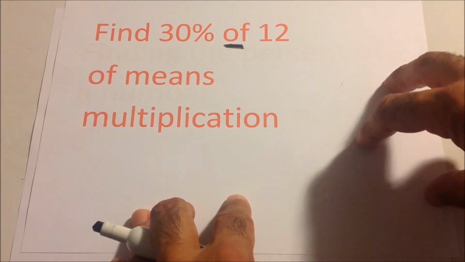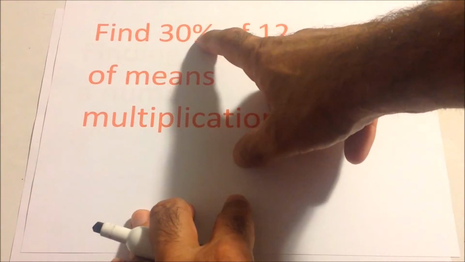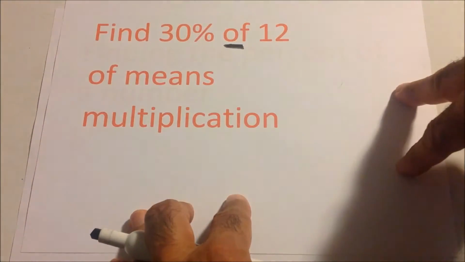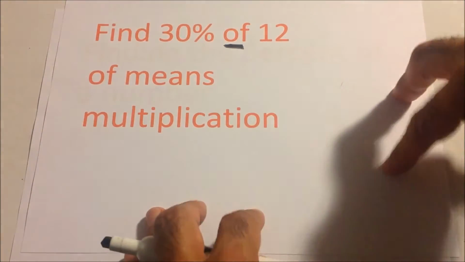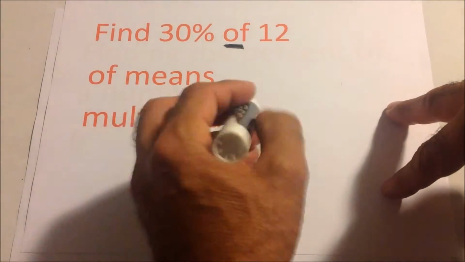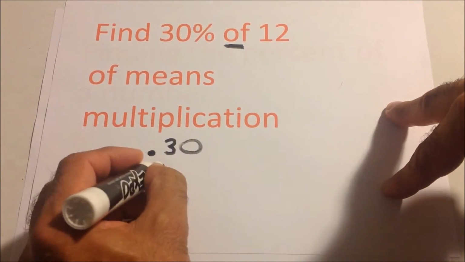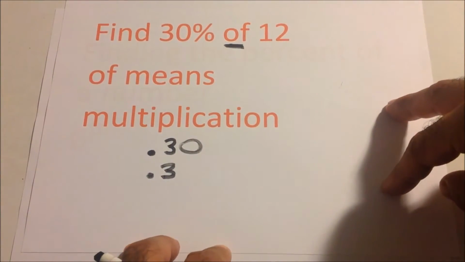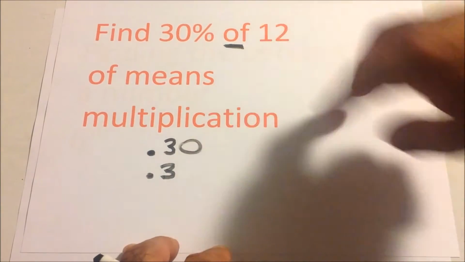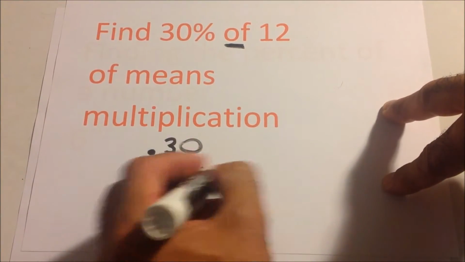Anytime you see a 30%, we always want to make it a decimal. You can never multiply with a percent sign, so you have to make that 30% a decimal. Or you can make it a fraction, whatever you want. So 30% is 0.30, or you can just use 0.3. It's the same thing. Remember, of means multiplication, so it's 0.3 times 12.